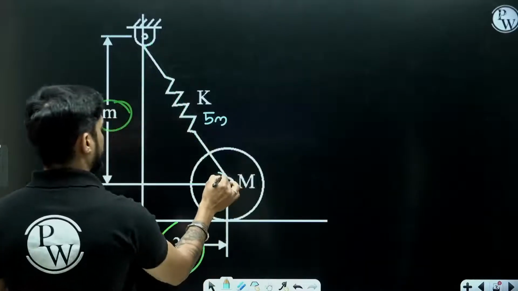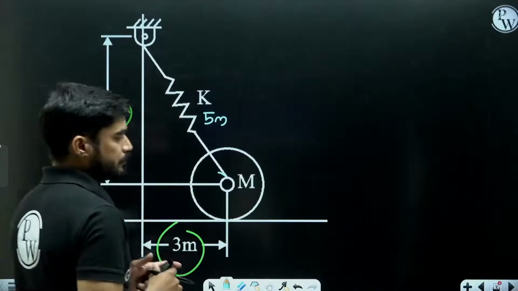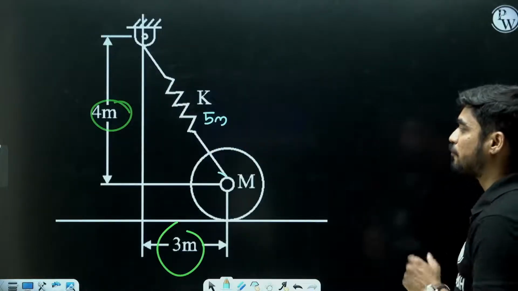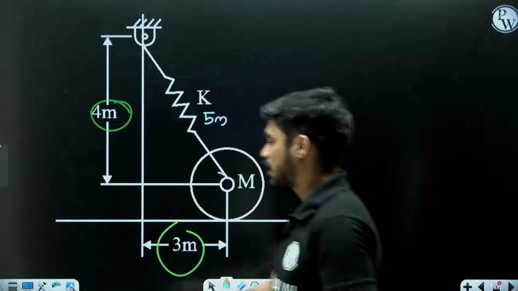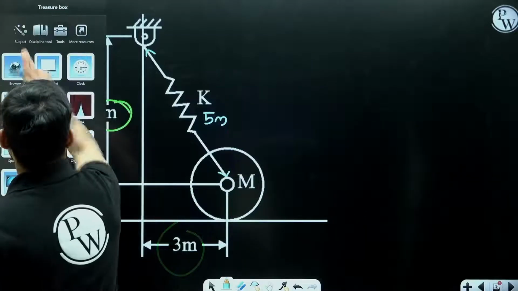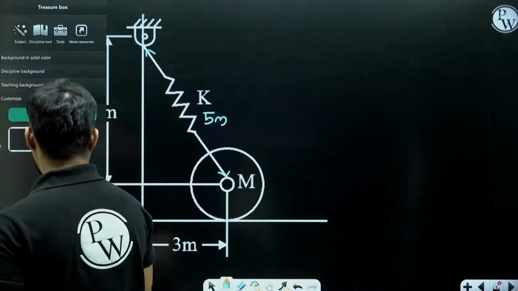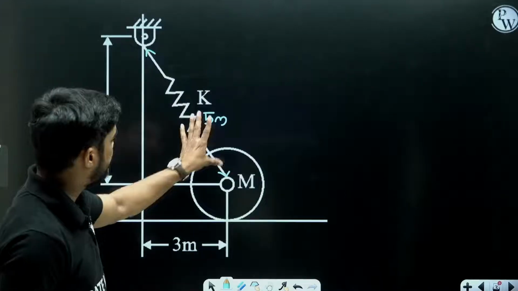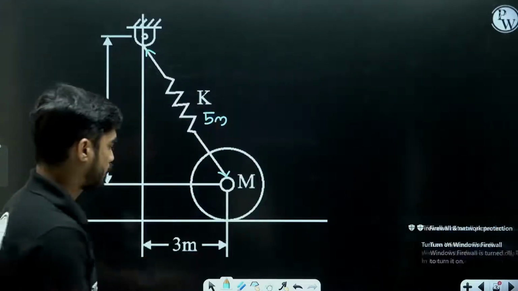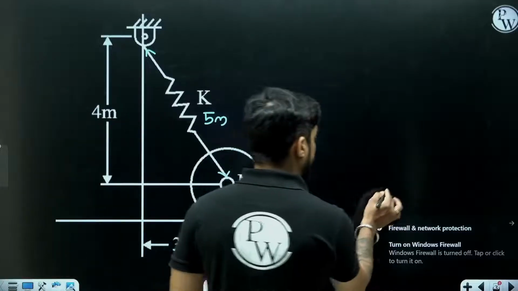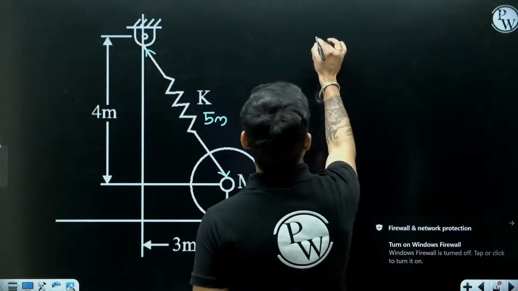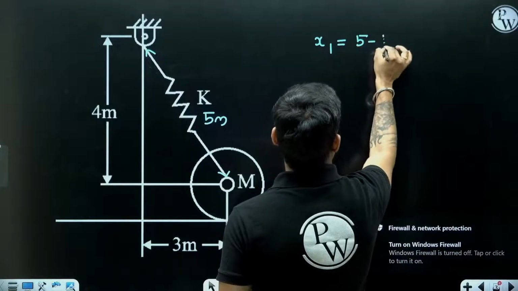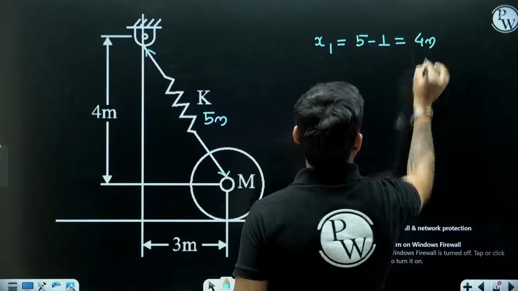Okay. So that means that right now it is deformed by 4 meter, right? Right now this spring is deformed by 4 meter. How do we know? The undeformed length is 1 meter and right now the length is 5 meter. So what is the deformation? The initial deformation x1 is equal to 5 minus 1, means 4 meter.